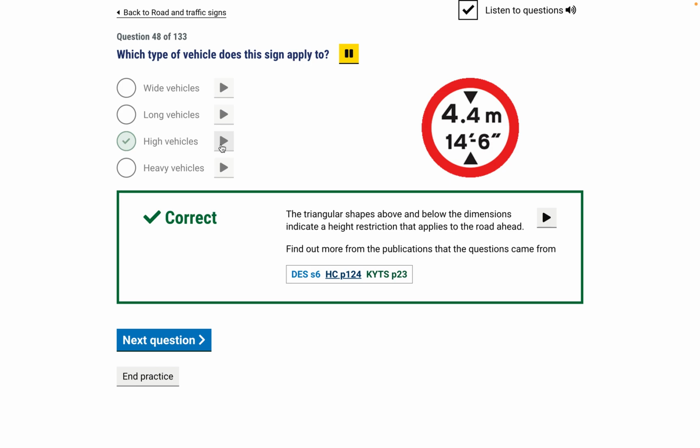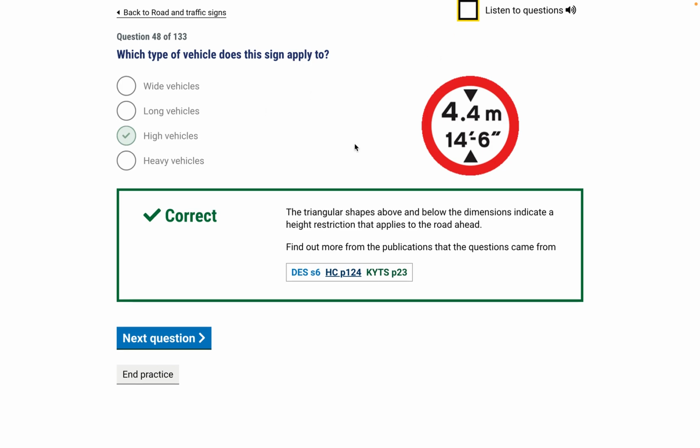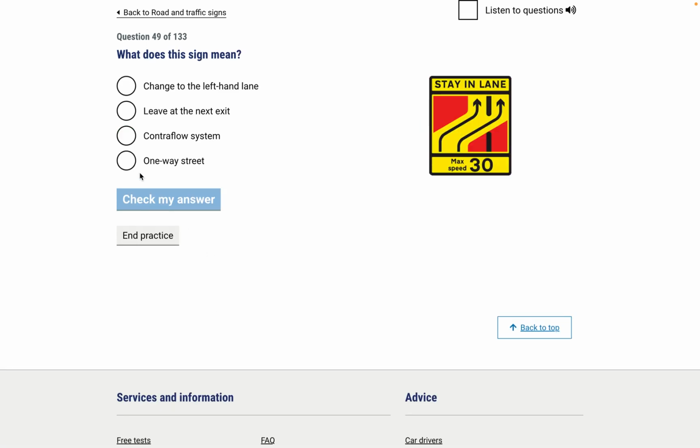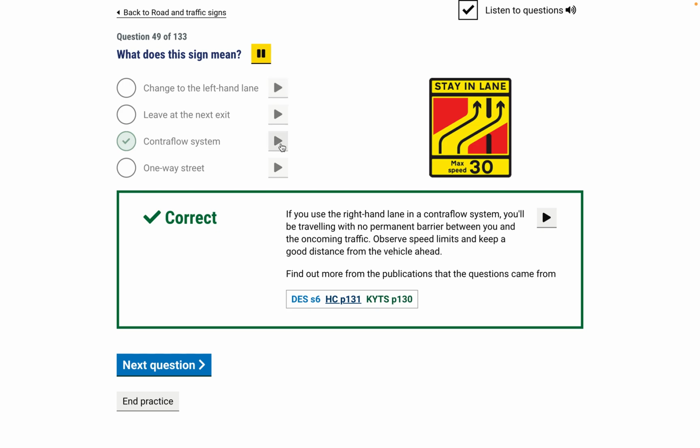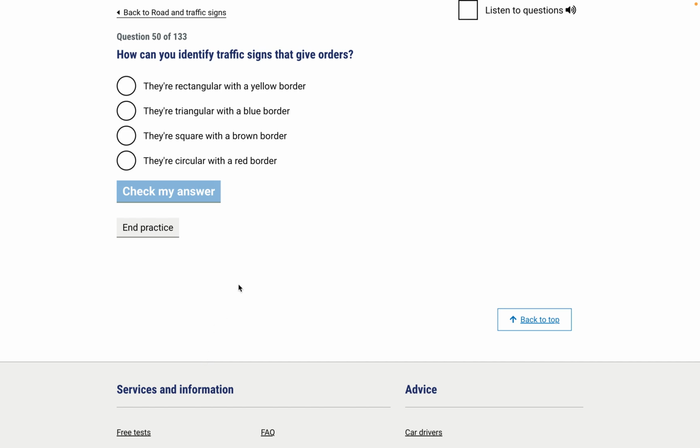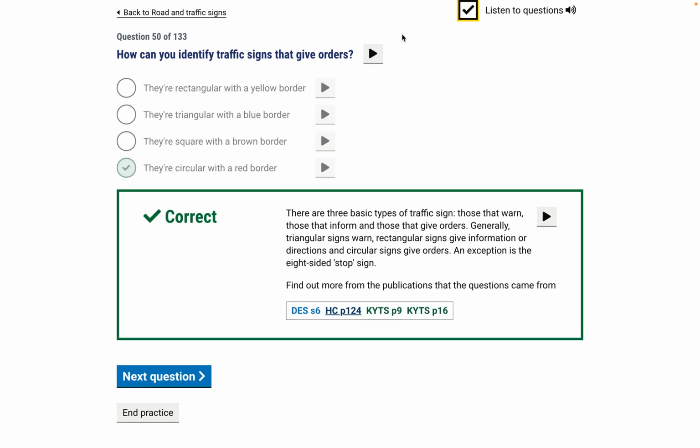Which type of vehicle does this sign apply to? High vehicles. What does this sign mean? Contraflow system. How can you identify traffic signs that give orders? They're circular with a red border.